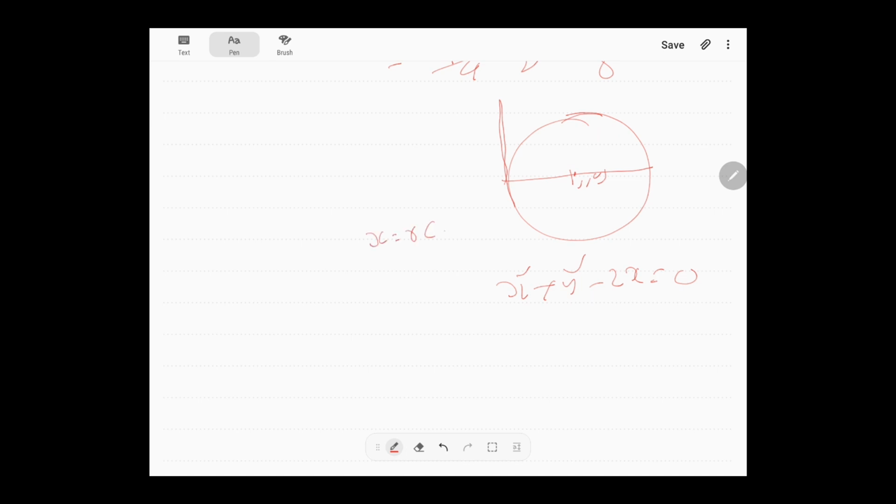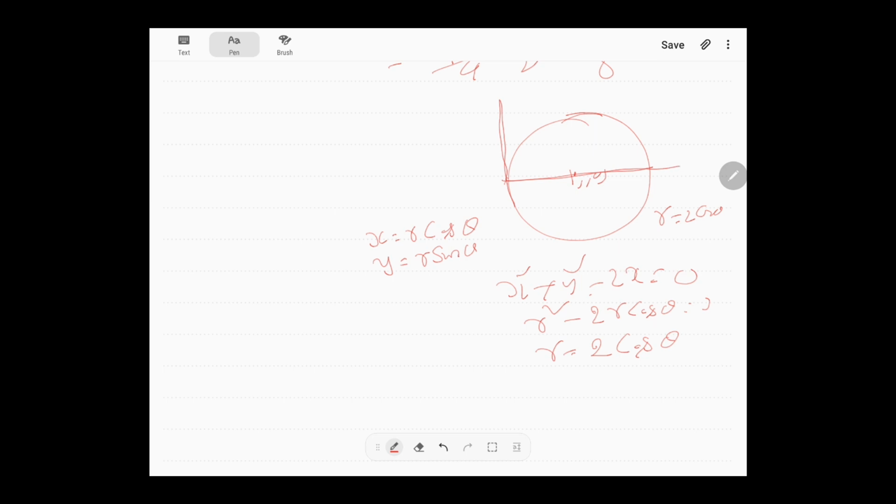How to convert from Cartesian to polar coordinates? X is r cos theta, y is r sin theta is the relation. So x square plus y square minus 2x is equal to 0 becomes x square plus y square is r square, minus 2r cos theta equal to 0. So it is r is equal to 2 cos theta. Equation of this circle is r is equal to 2 cos theta.